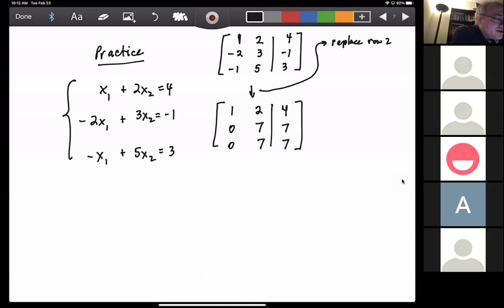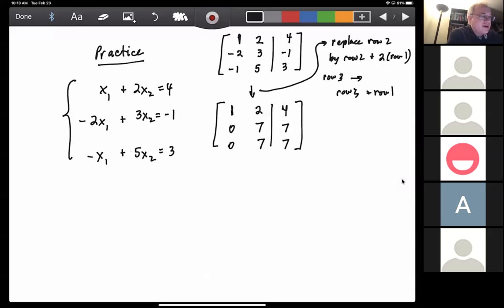So for row 2, we replace row 2 by row 2 plus 2 times row 1. Right? That's exactly what we did before. And then row 3 is going to be replaced by row 3 plus row 1. Right? So 1 plus -1 is 0, 2 plus 5 is 7, 4 plus 3 is 7. Okay, so now we have zeros below that pivot 1. Is that good?